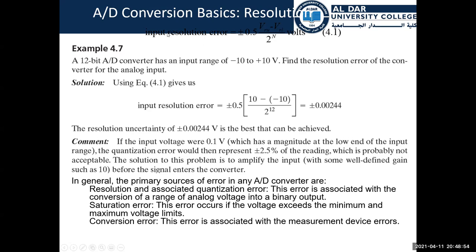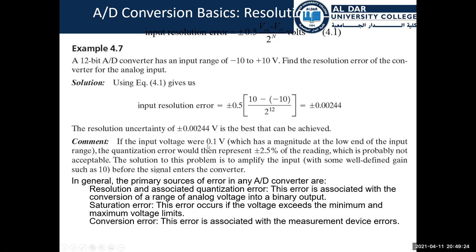We can use this equation directly. The input resolution error is 0.5 times (10 minus minus 10, which is 10 plus 10, which is 20) over 2 to the power 12. This is plus or minus 0.0244. So we call it the resolution error or the resolution uncertainty.